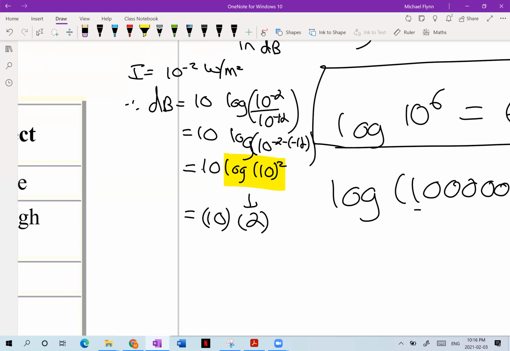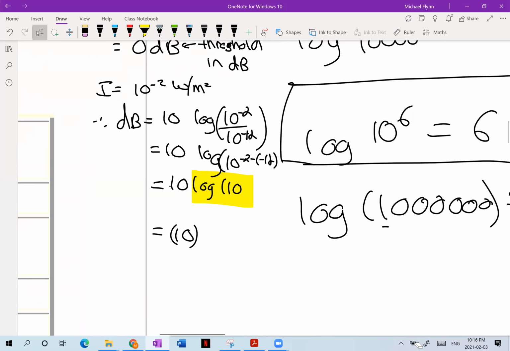Oh, no, wait. I'm sorry. I made a mistake. Pardon me. I did my exponent wrong. -2 minus -12 is not 10. It's not 2. It's 10, actually. -2 minus -12 is the same as -2 plus 12. That's 10. I apologize.